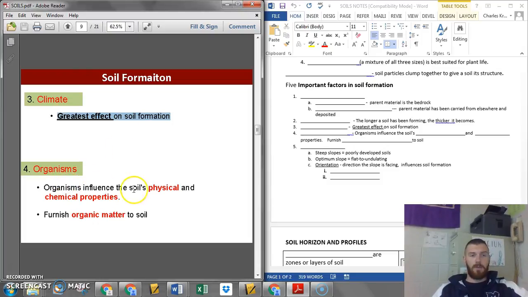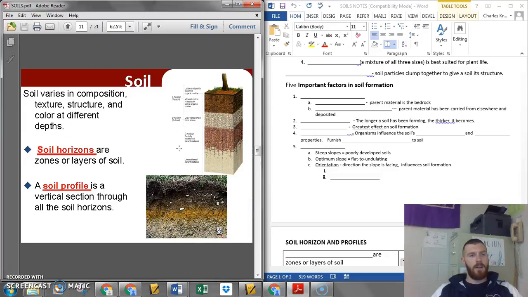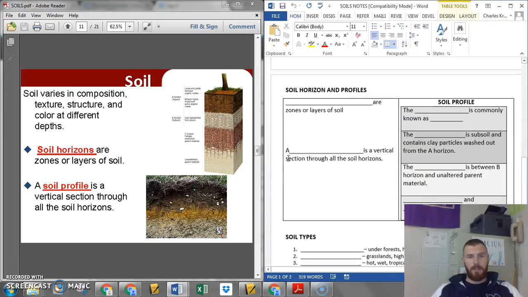Okay, organisms influence the soil's physical and chemical properties and furnish organic matter to the soil. And lastly, slope, or steep slopes equal poorly developed soils, as it's hard to retain that due to erosion. The optimum slope is a flat to undulating type to which soil can pile up and produce healthy soils. And orientation, or direction that the slope is facing, which would help with the soil temperature and the moisture that it's able to retain. Okay, so soil varies in composition.